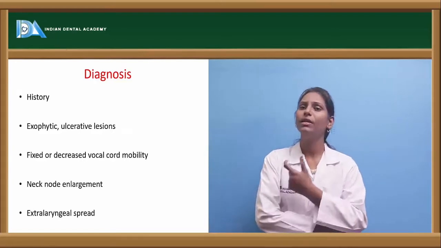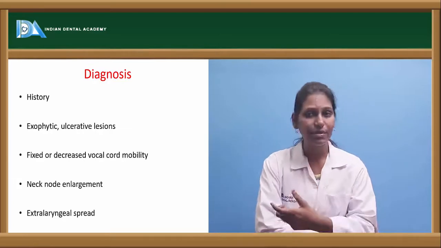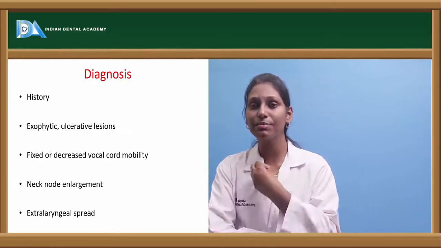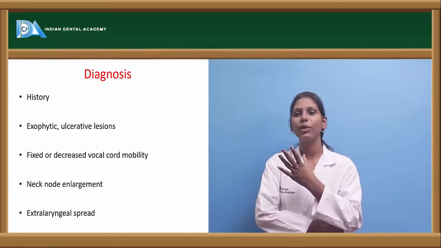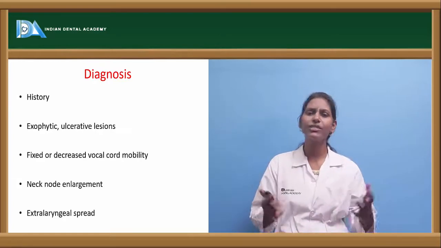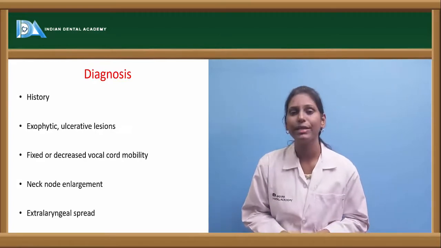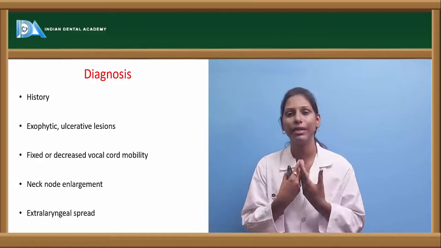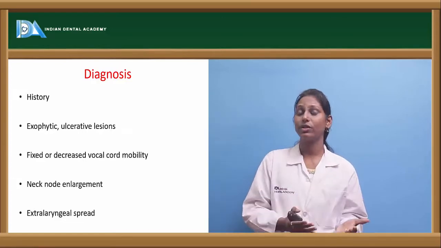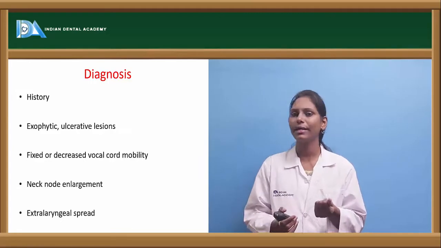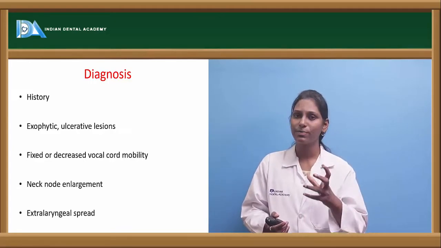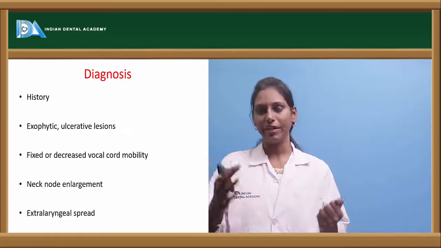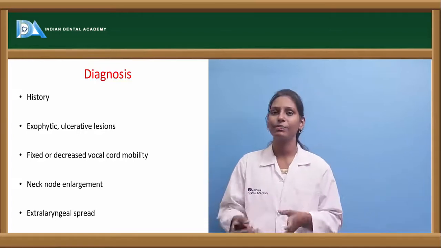Coming to diagnosis, the history plays a very important role. The patient's habit history, any radiation history, and the clinical symptoms the patient gives will lead us to a proper diagnosis. The lesions are usually exophytic or ulcerative in nature, and sometimes the vocal cord mobility is fixed or decreased. We can see neck node enlargement. These enlarged neck nodes can be stony hard, painless, and spherical in shape instead of ovoid. These signs can also be evaluated. And then we have extralaryngeal spread in some cases.